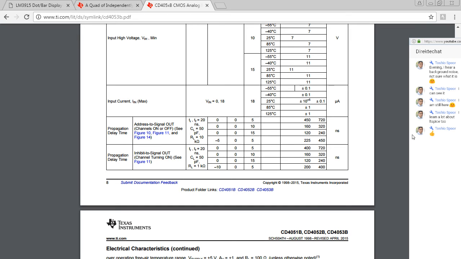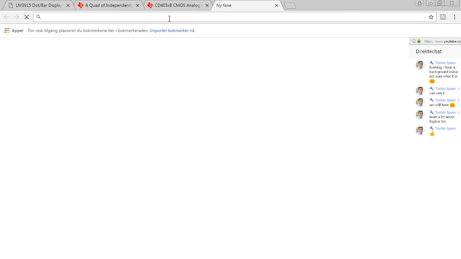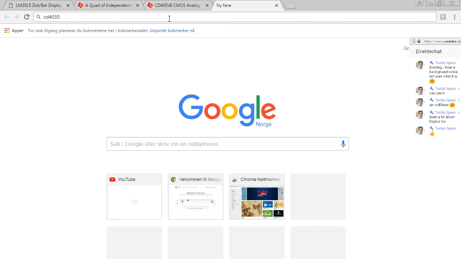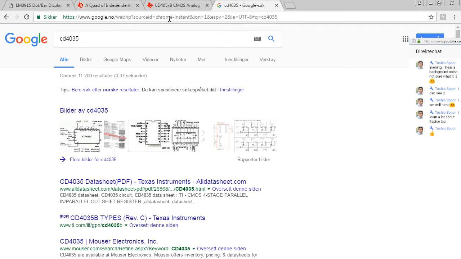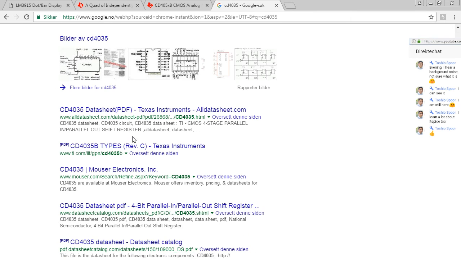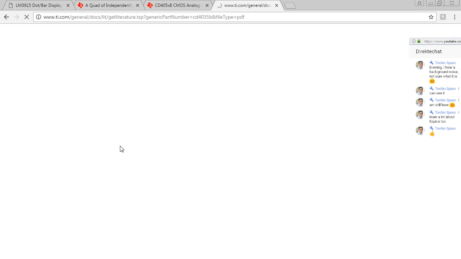I was thinking about ending the video, but now I thought about something. So let's have a look at that. CD4035. This is where this clock is going. I should have a web camera, but I don't have it. So let's see. CD4035, that should be the register. Let's try this one.